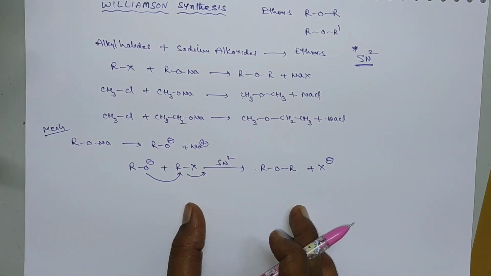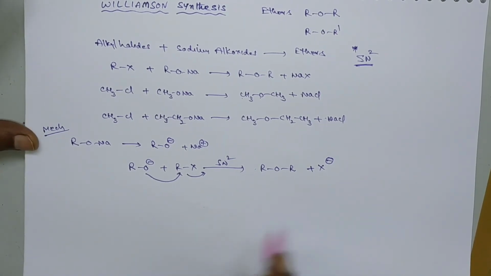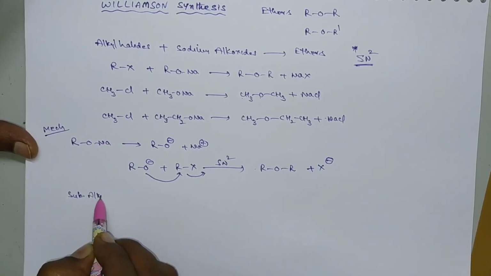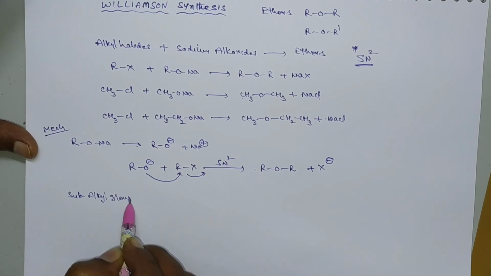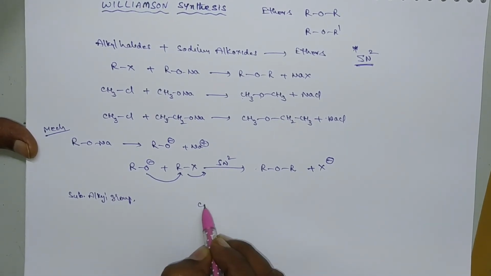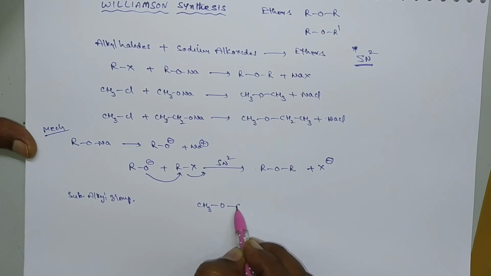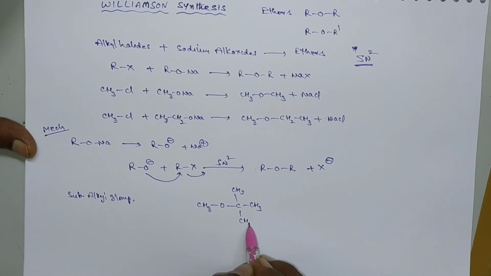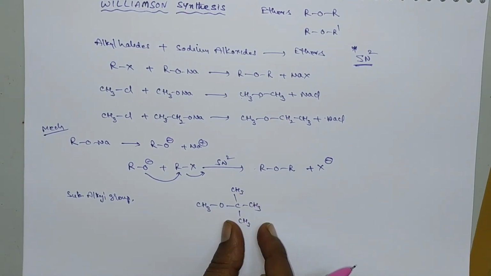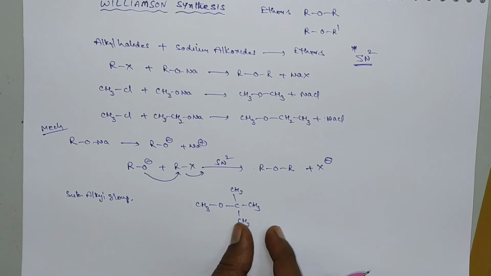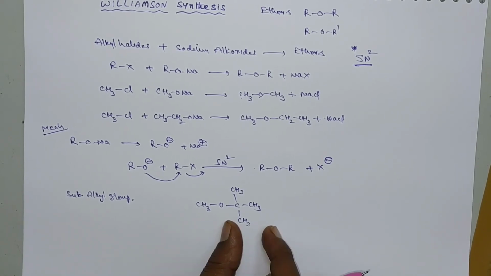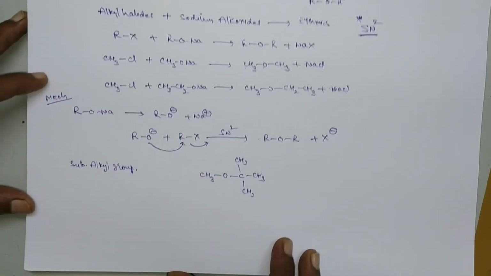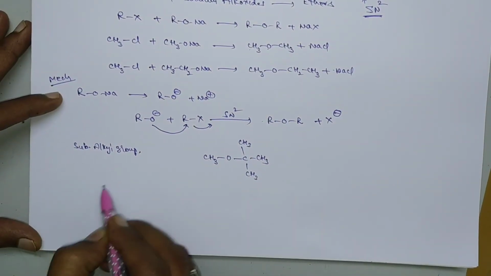This method is also applicable for the preparation of ethers containing substituted alkyl groups. Let us take an ether like CH3 OCH3 with a tertiary butyl group here and a methyl group here. This is a substituted alkyl ether. How can this ether be prepared? Let us discuss in detail. This ether can be prepared in two ways.